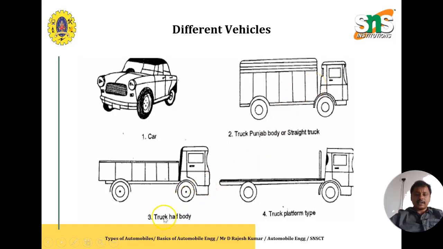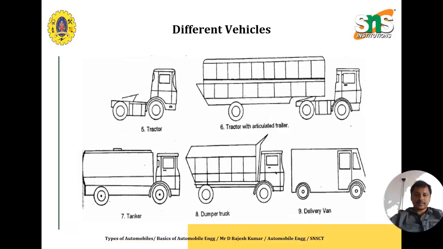The third one is the truck with half body. You can see the electric board vehicles, EB vehicles and all, in this kind. So this is a truck half body. Next is the platform type truck. It only has the chassis and the front driver compartment. This is serial number 4, that is a platform type truck.